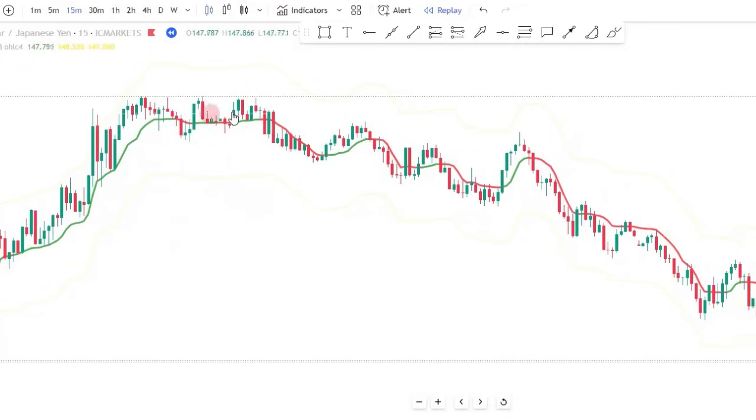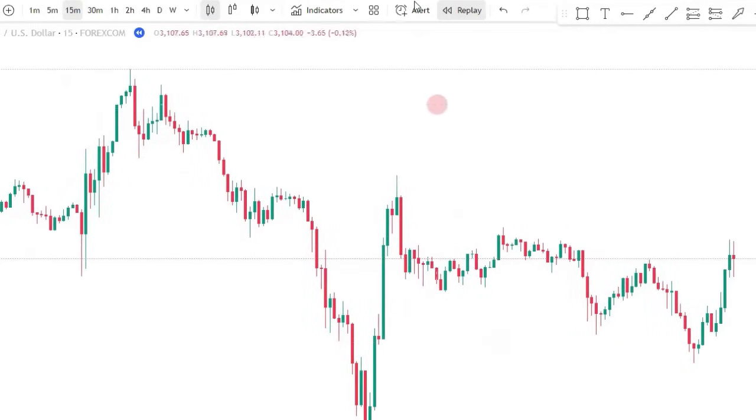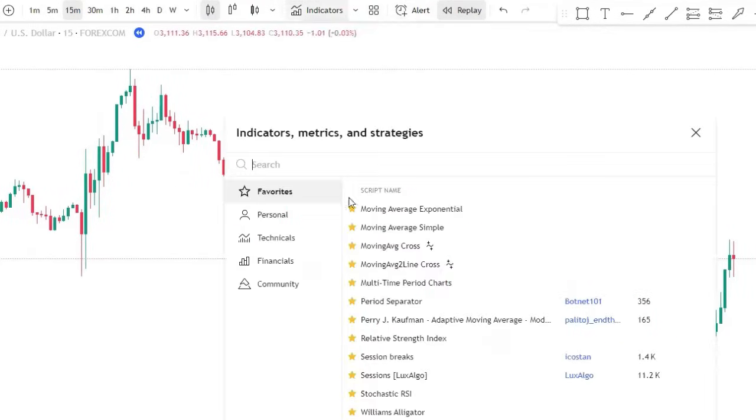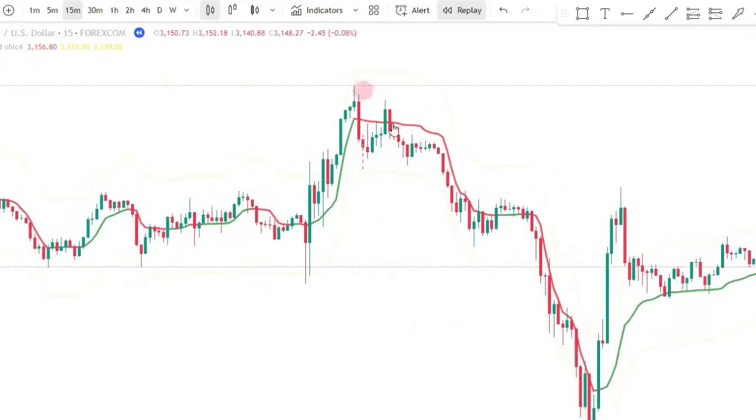we're lining up with our support or resistance. So I know you're wondering, does this work on gold? So what I'm going to do here, I'm going to pop gold up and we're going to do the same thing so that you can see. So we're going to go indicators, Perry Kaufman, and there we have it. Look at this. Look at this. I mean, all these pips.